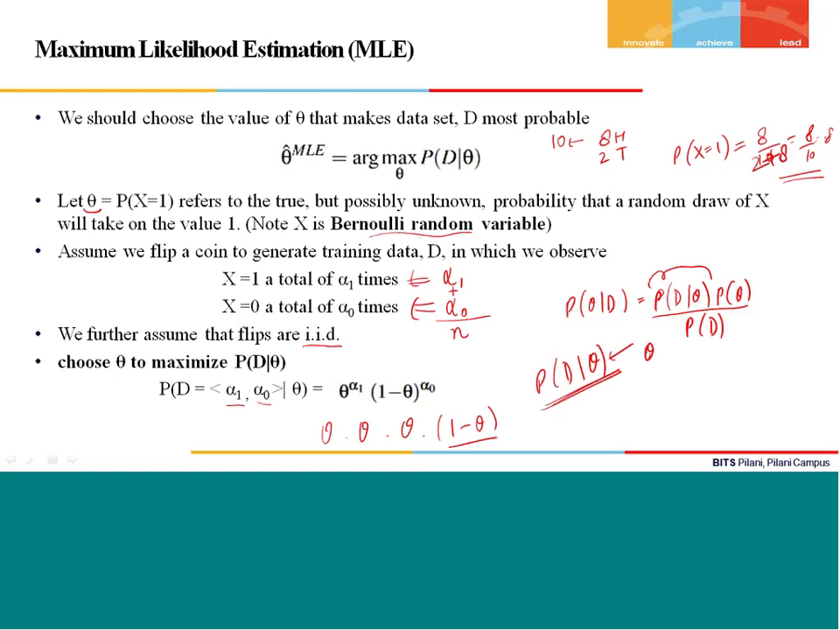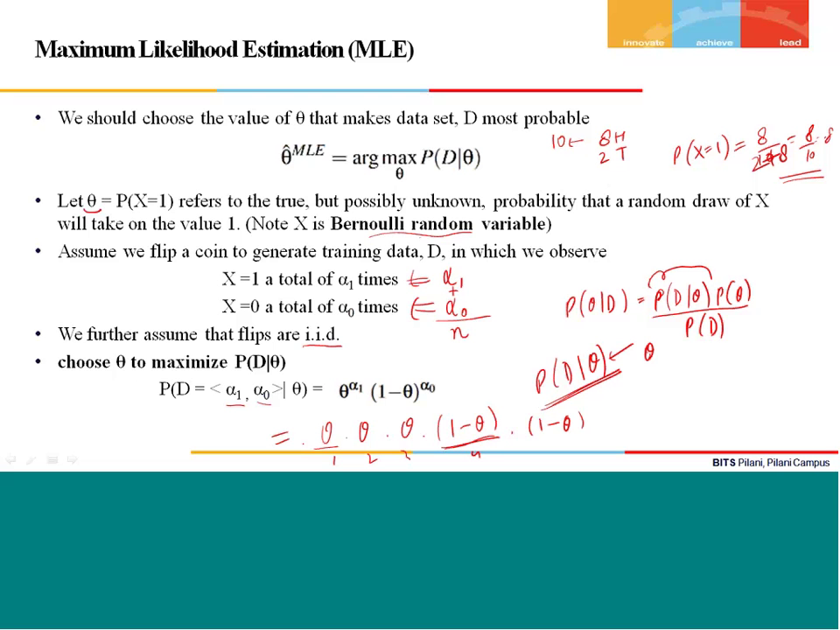So this is the probability of tail, 1 minus theta, because it's a binary variable, right? If the probability of getting head is theta, then the probability of getting tail is 1 minus theta. Let's say this is my first toss, second toss, third toss, fourth toss, and the fifth toss I also get tail. Now what is my data likelihood?